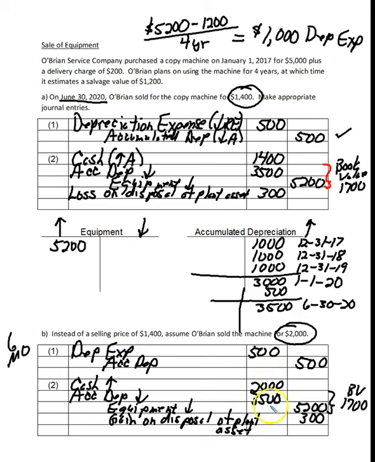And notice my debits total $5,500, my credits total $5,500. So this is similar to what you did in the Wiley Plus assignment before class. The main difference though is this is a sale during the middle of the year.